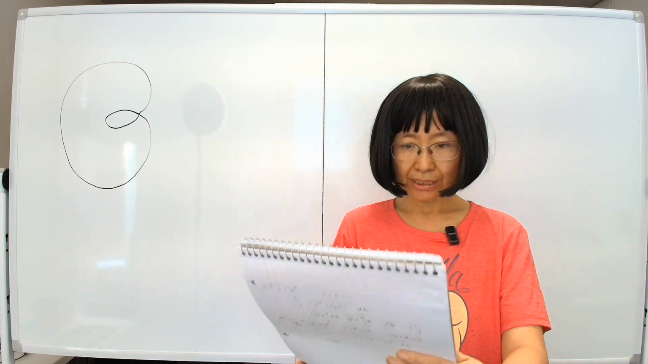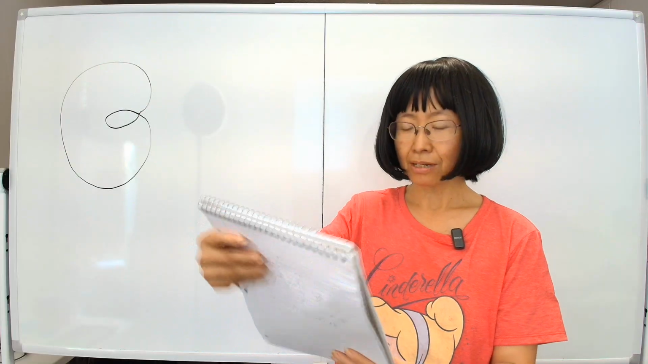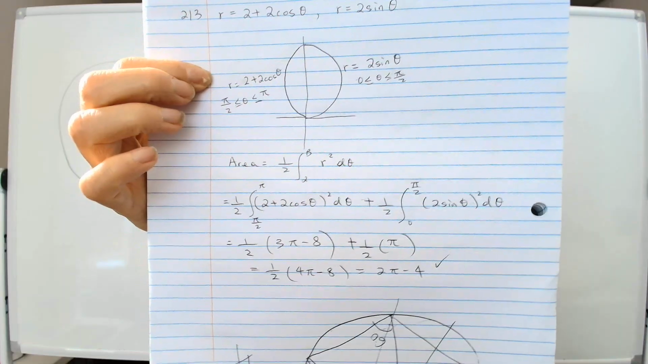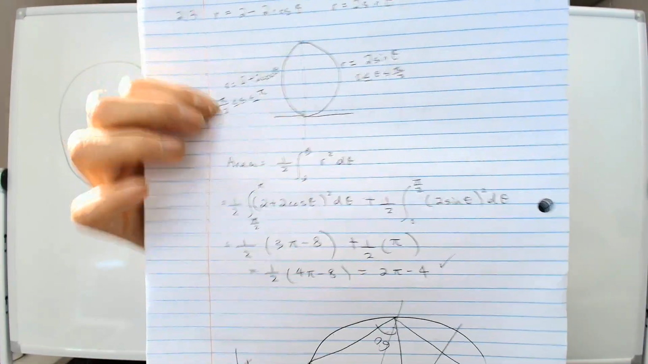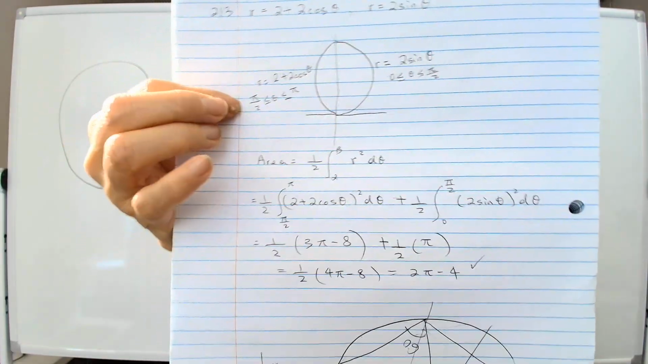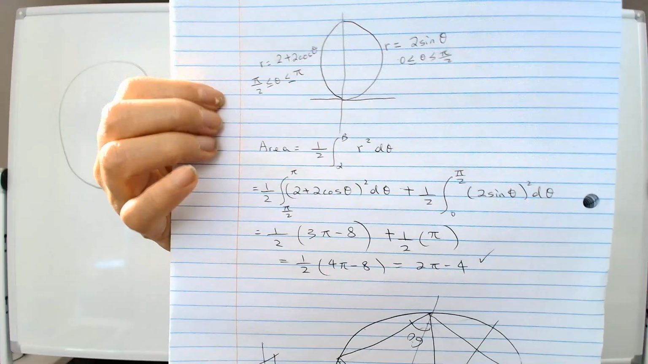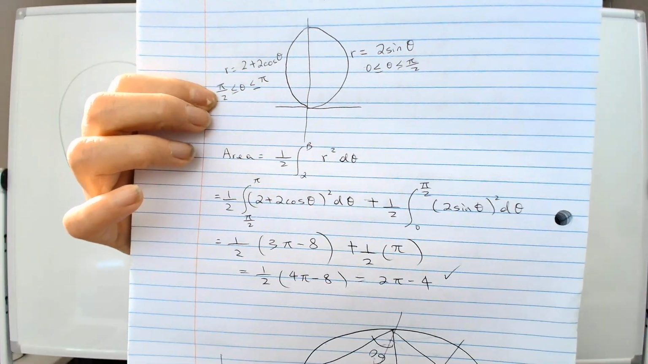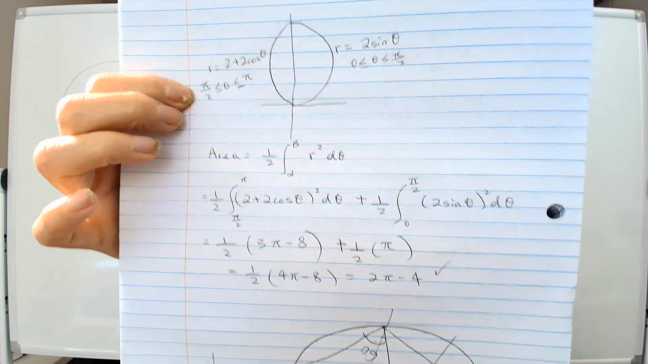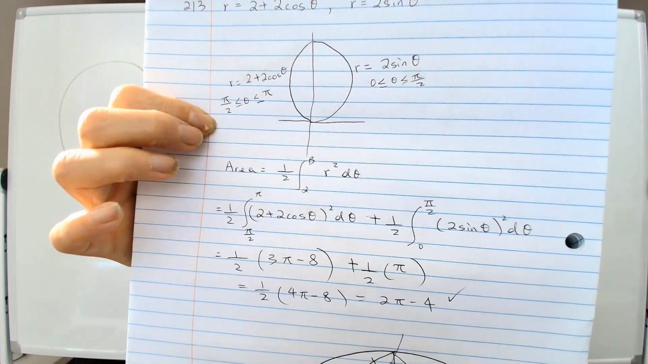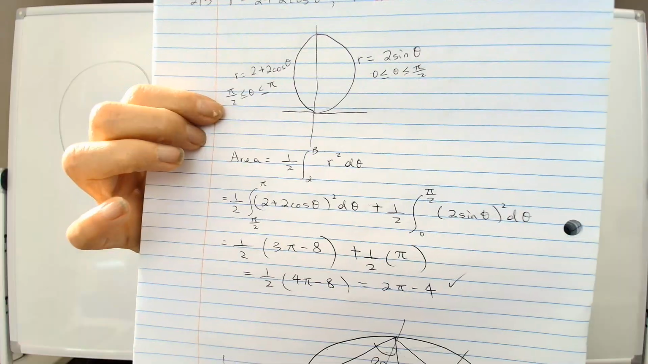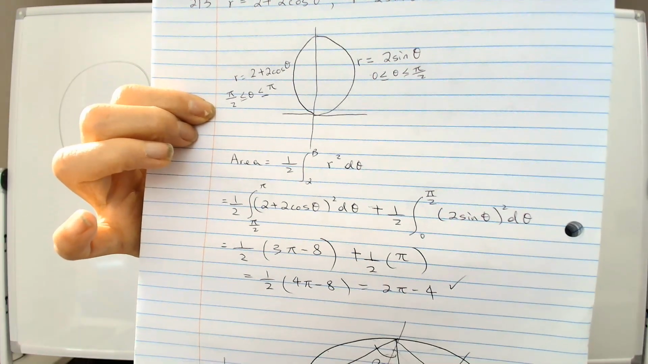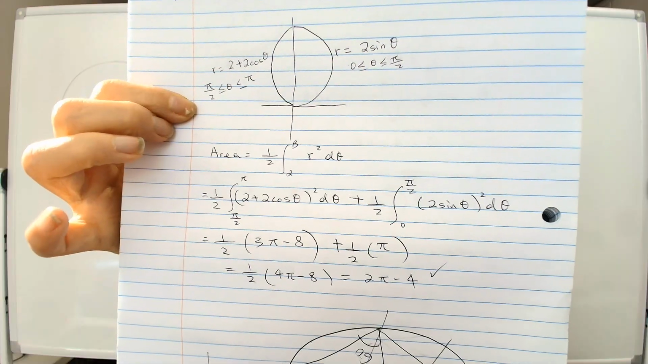Problem 213, we have 2 curves which enclose some shape, and we're supposed to calculate the area. We'll calculate it in 2 parts, the left side and the right side, and then figure out where the angle is. If you adjust these 2 graphs in the graphics calculator, you will quickly find out that one side is from pi over 2 to pi, while the other side is from 0 to pi over 2.